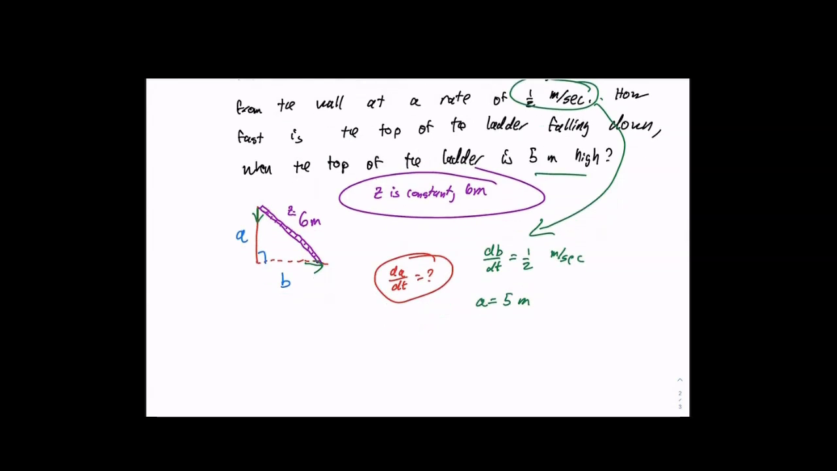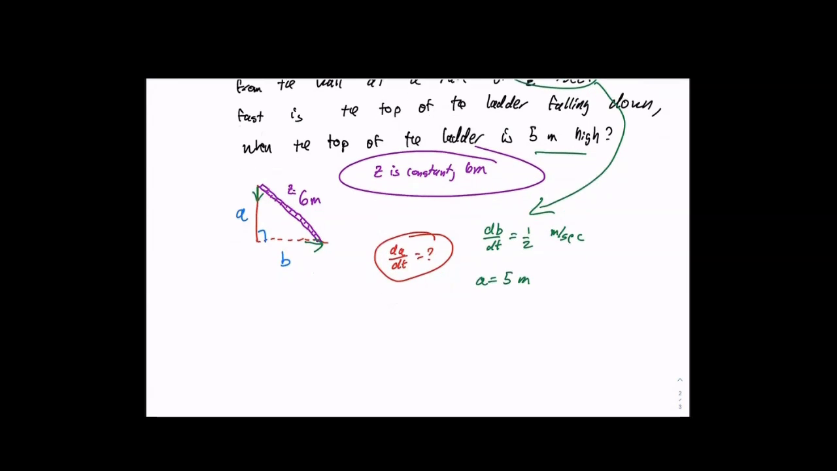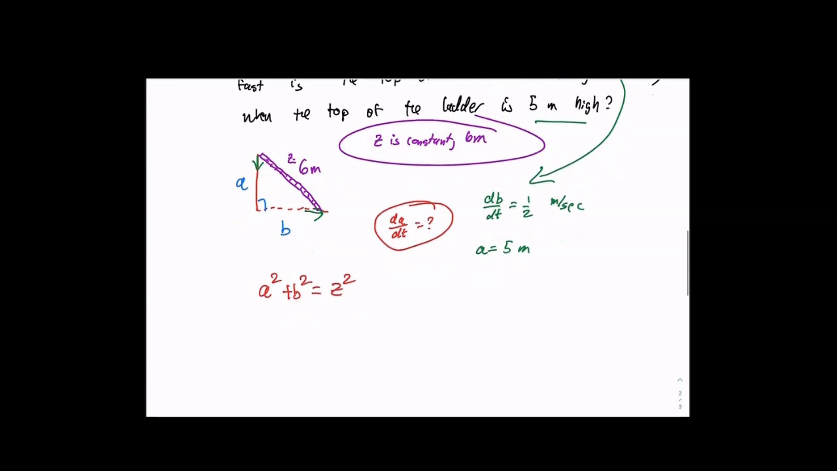All right, so I have A and B, and I have information about the rates. So the best thing I can do is set up the relationship. It's a right triangle, and we're only talking about side lengths here. So what is the formula? A squared plus B squared equals Z squared. If you label that as C, it would be the same problem. I always like to label it as Z.